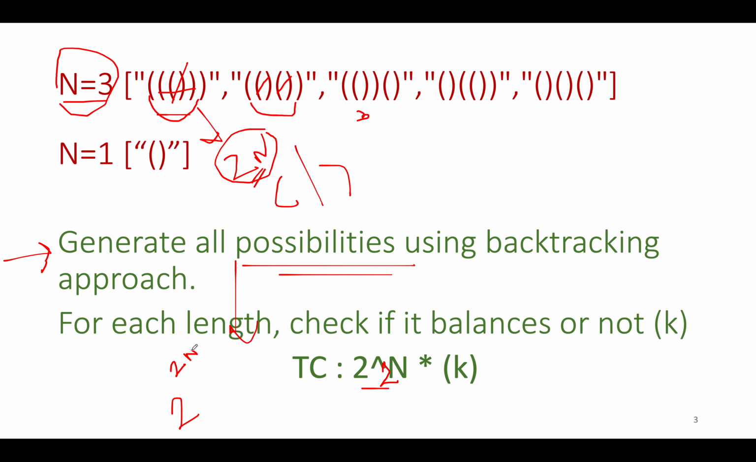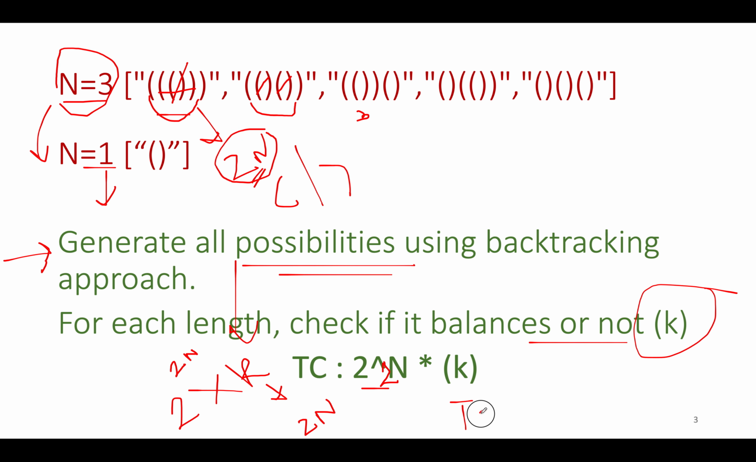What is the time complexity to check if it is balanced or not? It would be equal to the length of the string, which is nothing but k, and k maps to 2n itself. So 2n, because the length would be 6 in case n equals 3, and the length would be 2 in case n equals 1. So the total complexity becomes 2 raised to the power 2n times order of 2n. That is quite alarming, and we should do something about it. If we go by this time complexity, the solution won't pass.